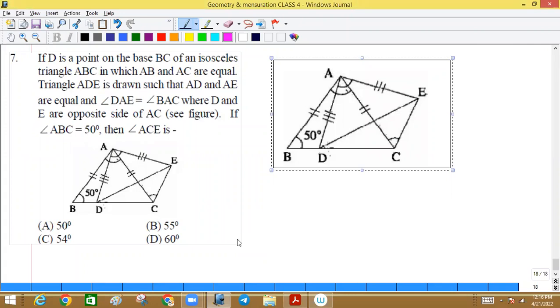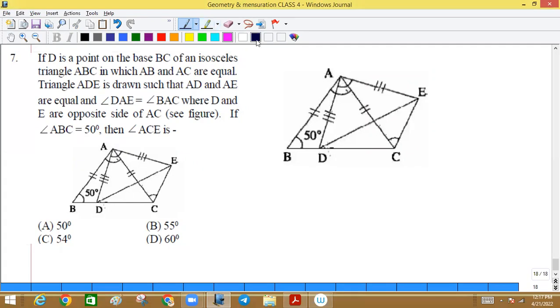Point D is on the base BC of an isosceles triangle ABC in which AB and AC are equal. In the figure, it clearly shows that AB and AC are equal and AD and AE are also what? Equal, right? And it also says angle DAE is equal to angle BAC, right? Take this angle as X, take this angle as Y, take this angle as Z.